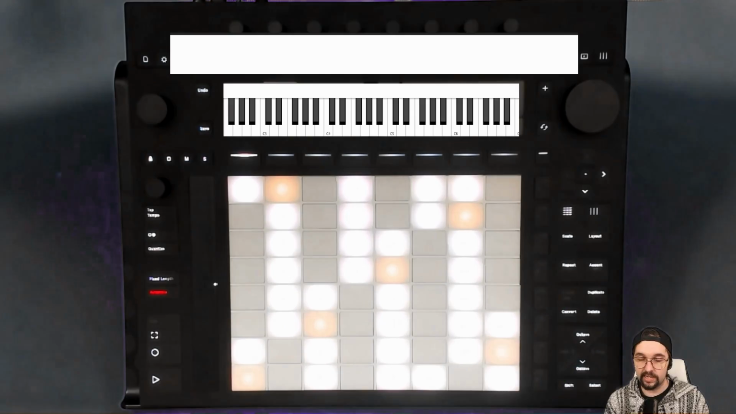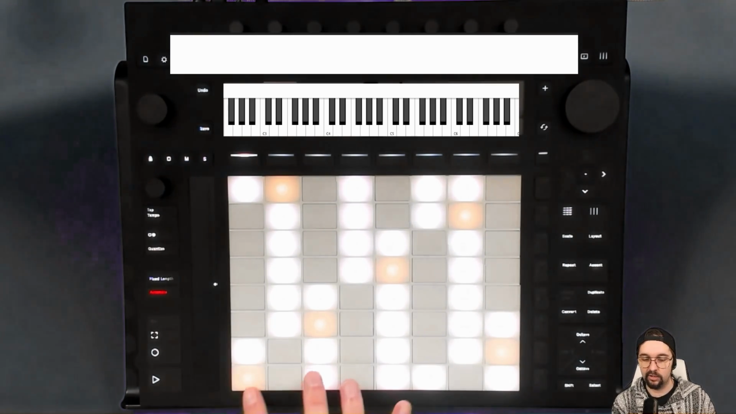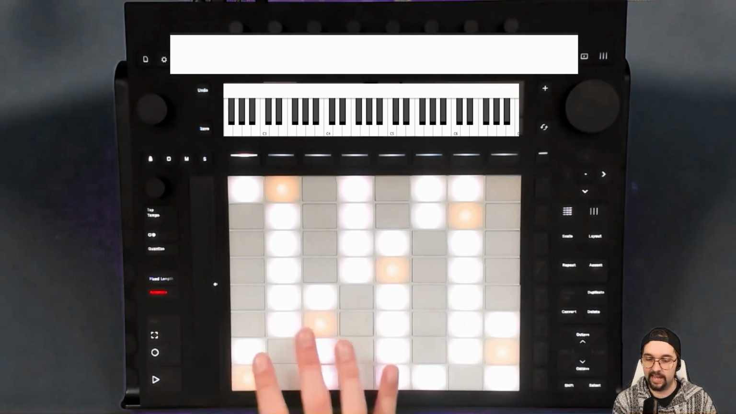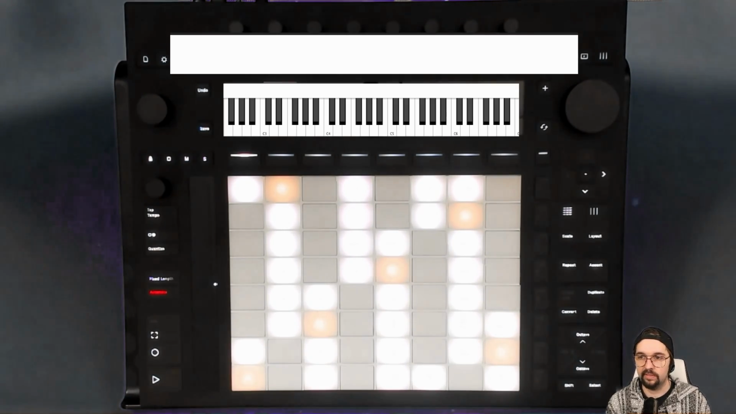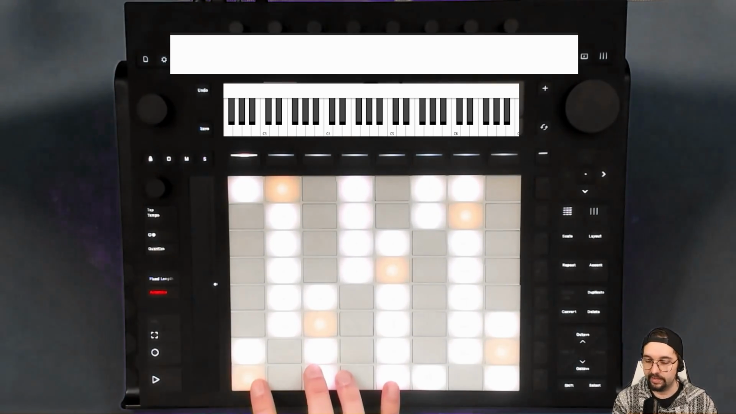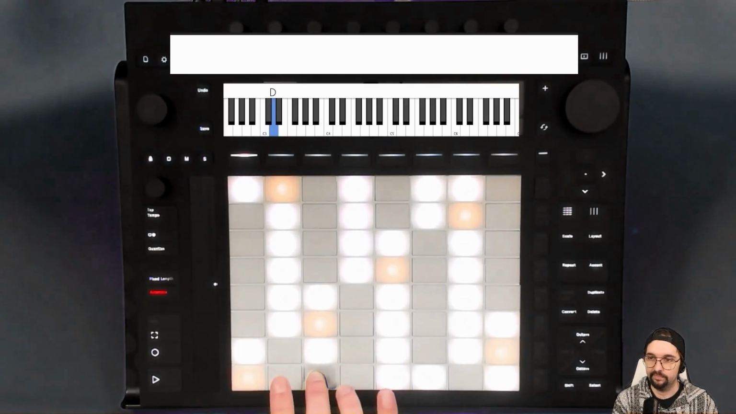Next, let's go a little bit deeper on exploring the note layout on Push. When we're in C major, all of the lit up pads in the chromatic mode are the same as the white keys on a keyboard. So if I go ahead and play up these lit pads, check out how it's the same thing on a keyboard in terms of the white keys, right?